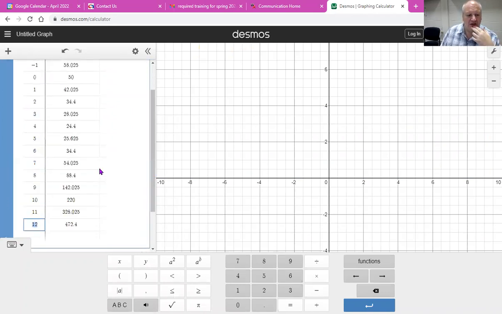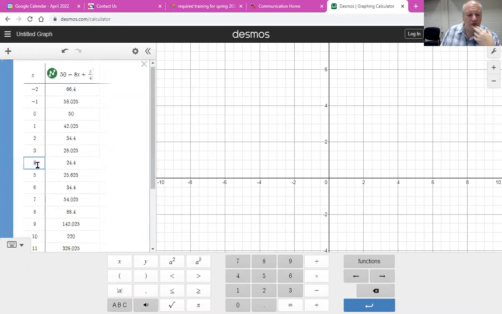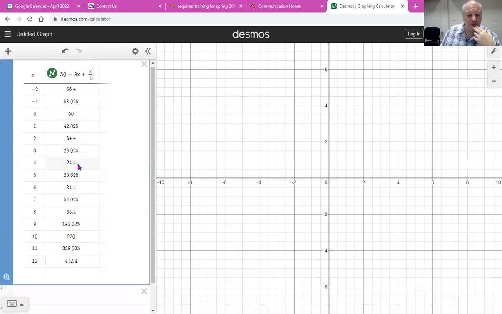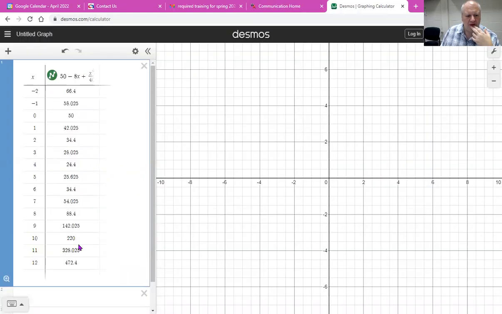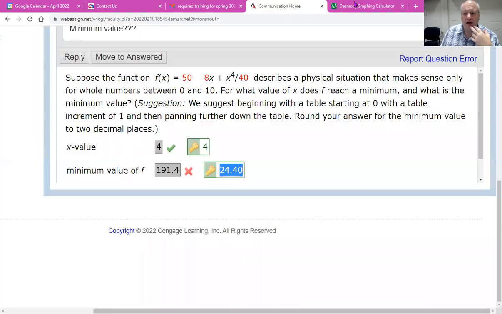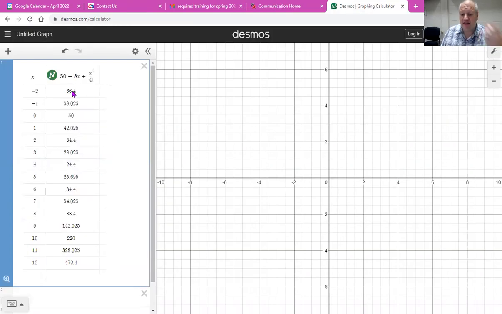Now, as we mentioned earlier, the minimum value was at 4, and the reason why is because the lowest number we got was 24.4. It looks like the student probably got 191 from the next number. I don't know where that came from. Well, either way, I hope that makes sense. That's how you should have done this. It might have been just that maybe you were looking at the wrong table. Sometimes if you have more than one table in Desmos, you accidentally look at the wrong one.